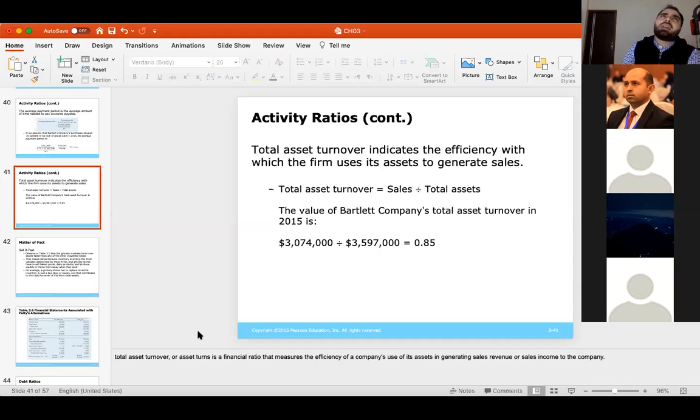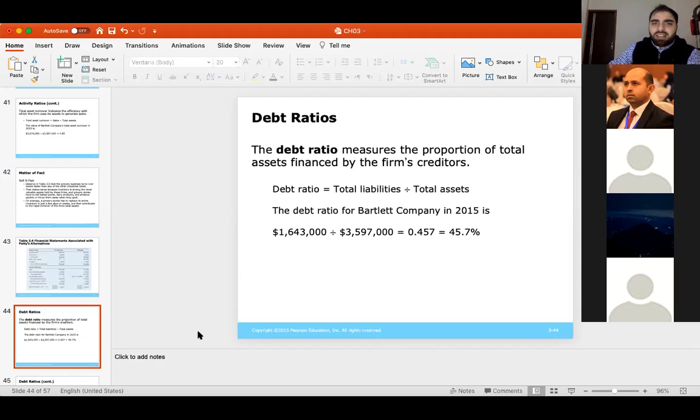How high? It could reach 1, 2, 1.5, 3, 5, 10. Again, we don't know. We have to compare the ratio with other ratios in the industry, and we have to compare the assets turnover for the company in the current year with the assets turnover for the company in the previous year or previous years. So this is what we should do.